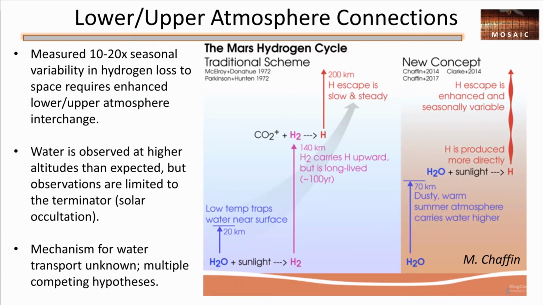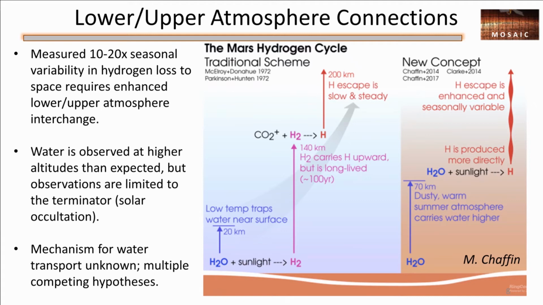In addition, there are significant lower to upper atmosphere connections that up until recently had not really been sufficiently appreciated. In particular, we see a very strong seasonal variability in hydrogen escape rates from Mars, about a factor of 10 or even up to 20. When this occurs, we observe water at higher altitudes than expected, usually coincident with the dust season. However, the observations have been limited to the terminator, so we don't understand the diurnal pattern of that water vapor.